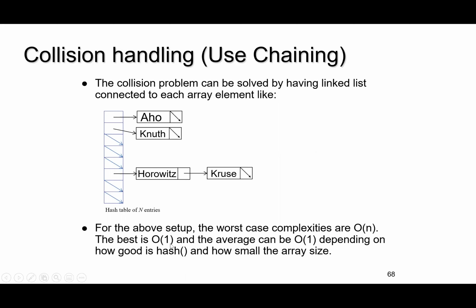The best, of course, is order 1, where your data are spread evenly, like each index you store one or two names. So even here, when you want to search for Cruz, it will be hashed to index 5, right? You just come to this index 5 and traverse the linked list here to look for Cruz. If you have 2, it won't take you long to find Cruz. So the average is also still order of 1.